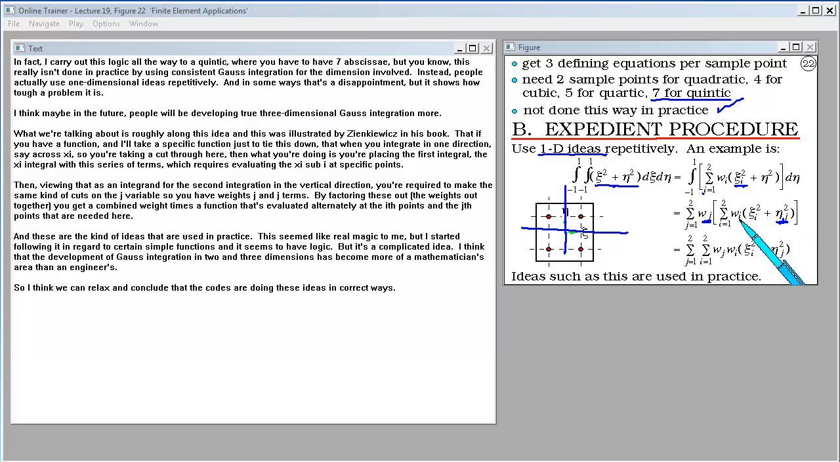By factoring these out together, the weights out together, you get a combined weight times a function that's evaluated alternately at the ith points and the jth points and so on that are needed here. And these are the kind of ideas that are used in practice. This seemed like real magic to me, but I started following it in regard to certain simple functions, and it seems to have logic. But it's a complicated idea. I think that the development of Gauss integration in 2 and 3 dimensions has become more of a mathematician's area than an engineer's. So I think we can relax and conclude that the codes are doing these ideas in correct ways.